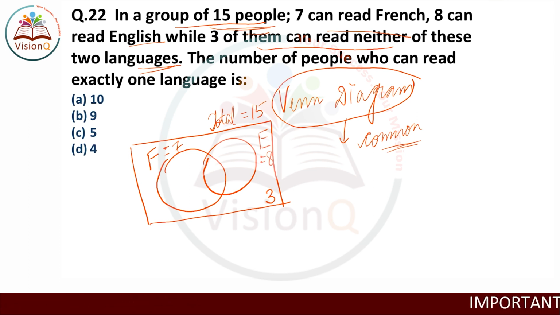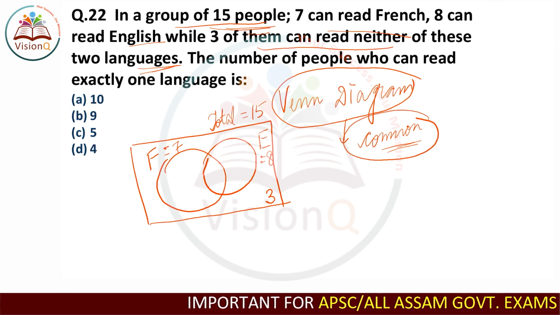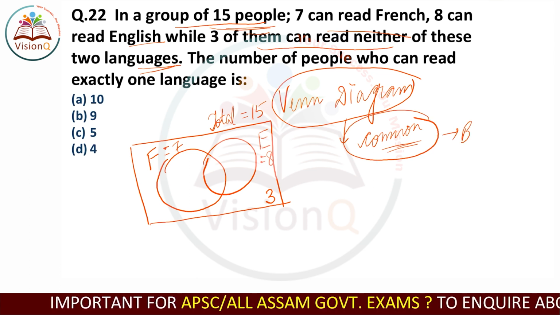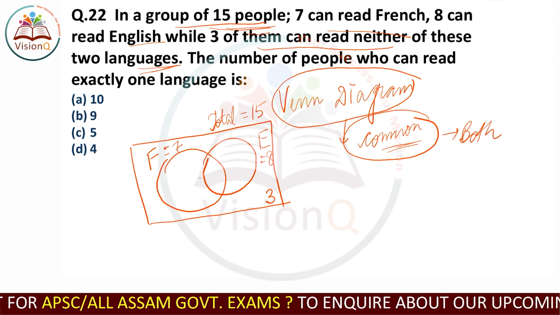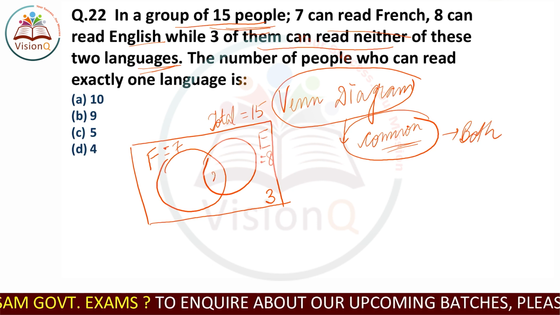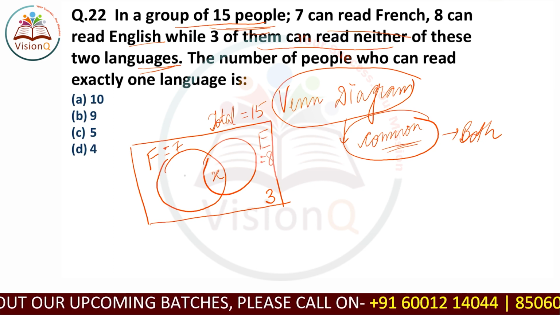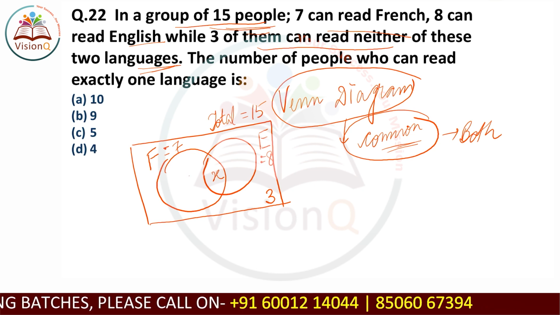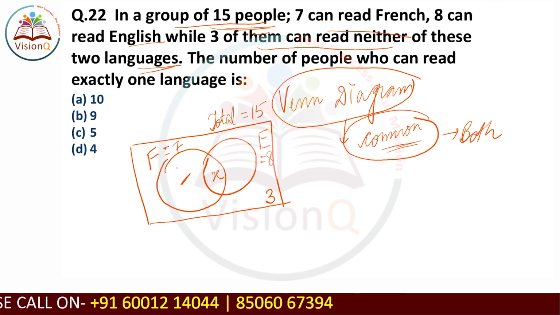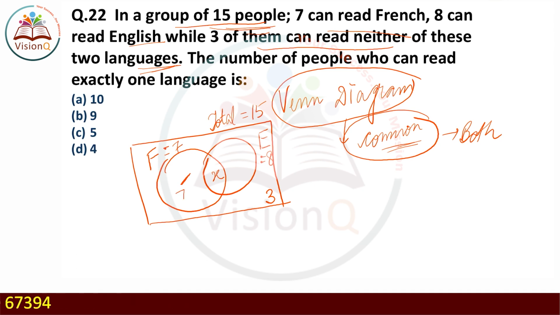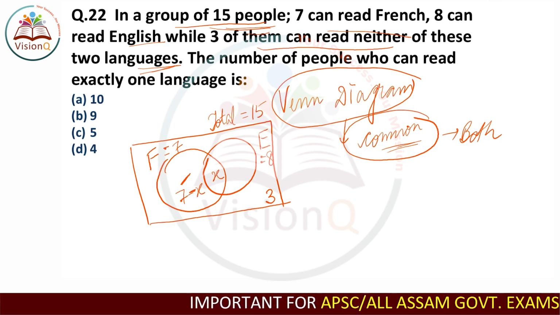Now in such questions, the important part is the common part. The common part represents those people who can read both the 2 languages. Since it is not given in this question, let me take the value as x. That means those people who can read both English and French is x. Now this portion represents those people who can read only French. So if total people who read French is 7 and x read both, this will be 7 minus x. That means 7 minus x are those people who can read only French.